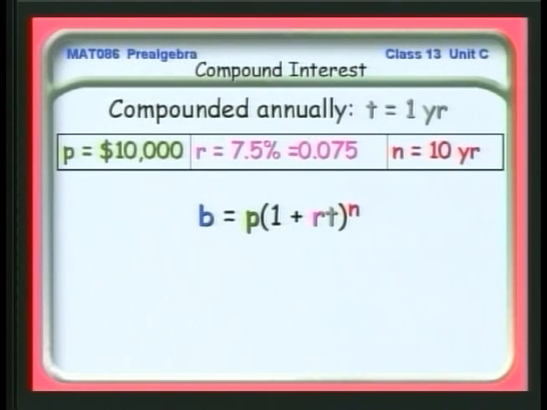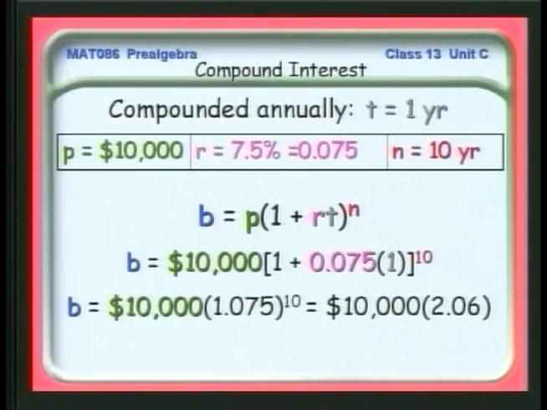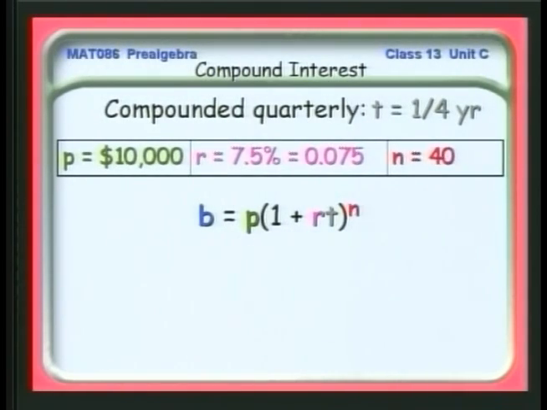Compound interest compounded annually, where T is equal to 1 year. If I plug that in, since I compound it once a year over 10 years, I'll be compounding it 10 times. Working that out, notice that 1.075 to the 10th power is 2.06. Then my final balance will be $20,600, more or less.